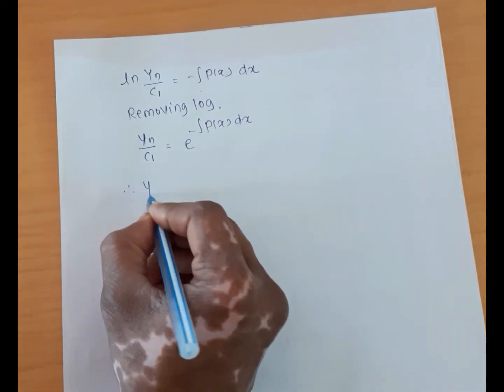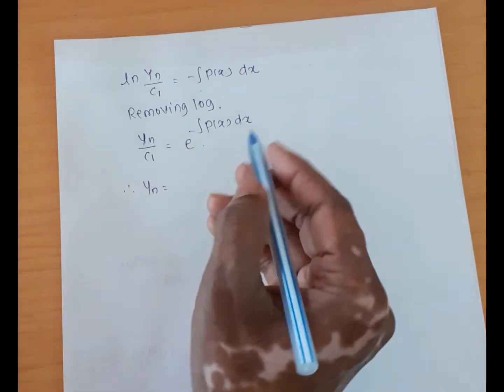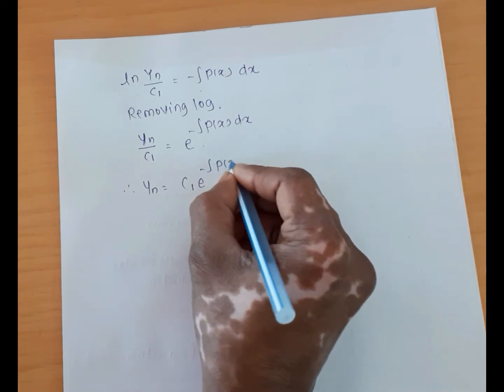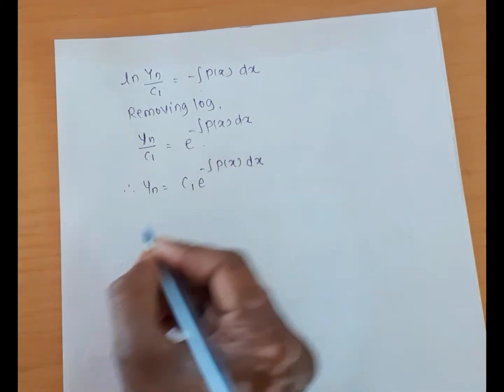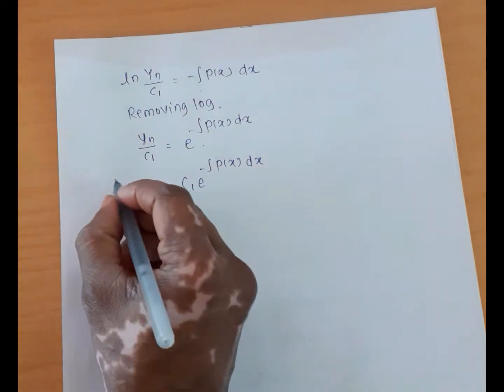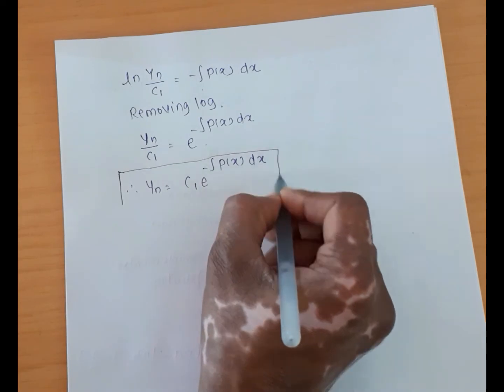Therefore y n is equal to, now this c1 is divided here, it goes to the opposite side, then it will be multiplied. So c1 e raised to integration of minus p of x dx. Okay, so now this is the solution of that complementary function.